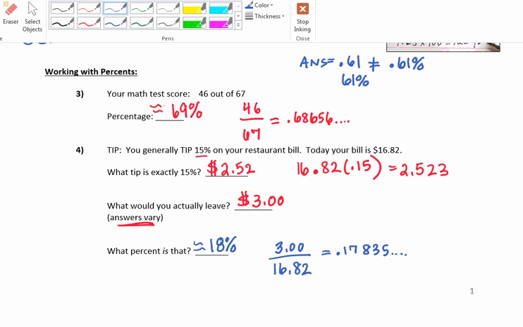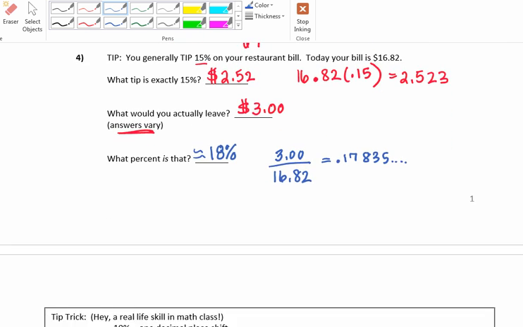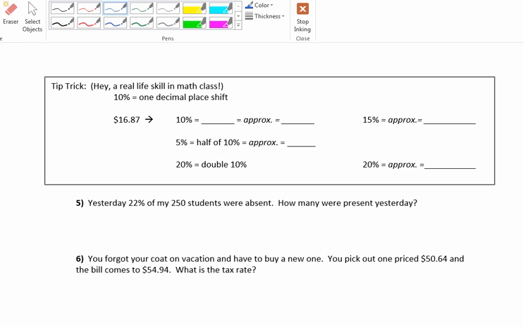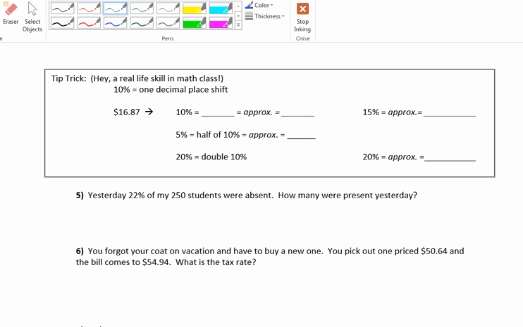Okay, just a real quick hint here. If you are in real life, you should be able to calculate a percent relatively quickly. 10% is a one decimal place shift. So if I had a bill of $16.87, 10% would be $1.68, 169. Or if I was really dealing with this, I'd probably say it's about $1.70. This is about $17. So 10% is about $1.70.